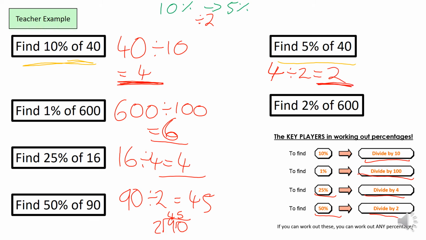Okay? Now to find 2%, I'm going to take the 1% and then times it by 2, and that gives me 2%. We have already calculated 1% on this side to be 6, so I just need to multiply it by 2. 6 times 2 equals 12. Okay? Notice that the 12 is double or twice as much as 6.